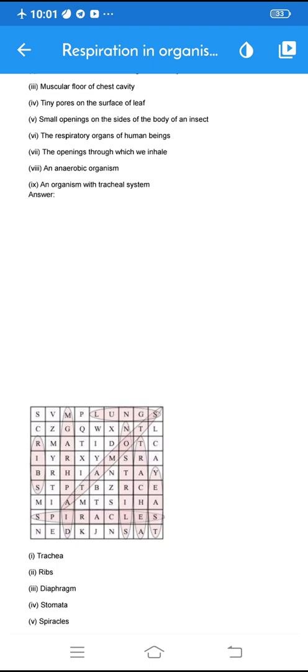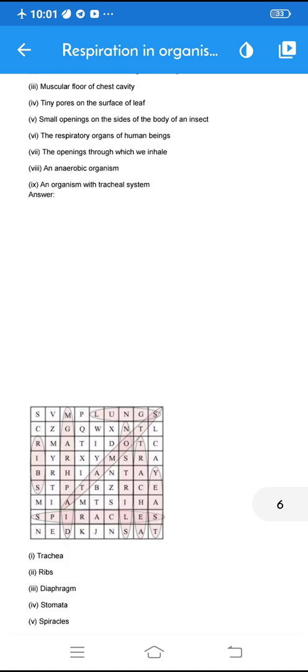Okay, so fourth one, that is the teeny pores which are present on the surface of the leaf, we call them as stomata. See, diaphragm from down upwards it is there, whereas stomata is corner, diagonal wise it is there. Stomata, the small pores which are present on the surface of the leaf, we call them as stomata.